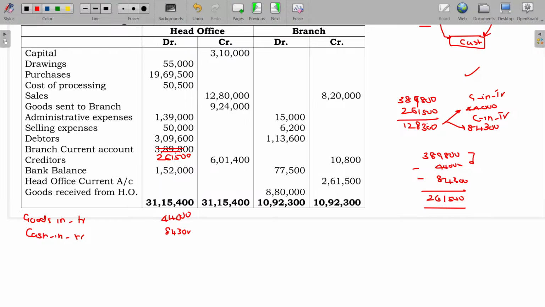Now you have to prepare the trading and P&L account and so on from these details. While preparing, what happens? The branch current account on the debit side and the head office current account on the credit side seem to have the same value. They mutually cancel. We don't get any more value here. The rest you can prepare like a normal trading and P&L account hereafter. So these two are cancelled now. Hereafter you can prepare the trading and P&L account in columnar form. But in the case of the balance sheet, you have to prepare a consolidated format. Okay, let's see.